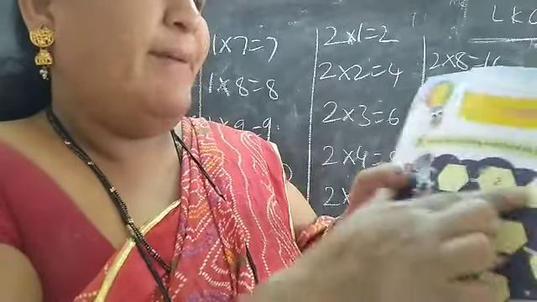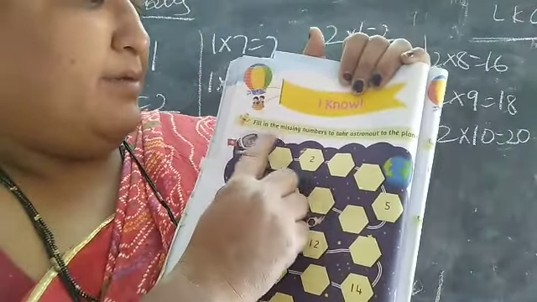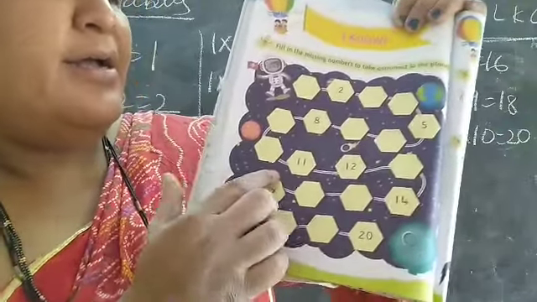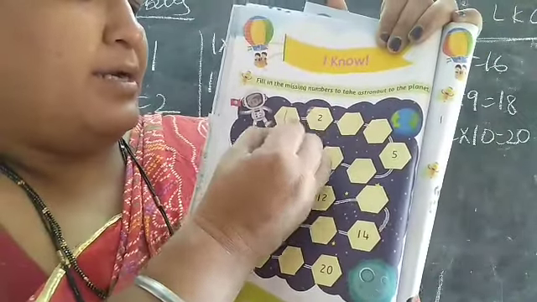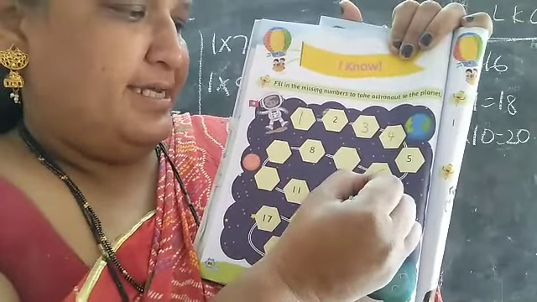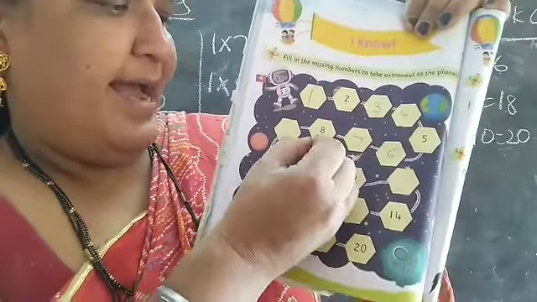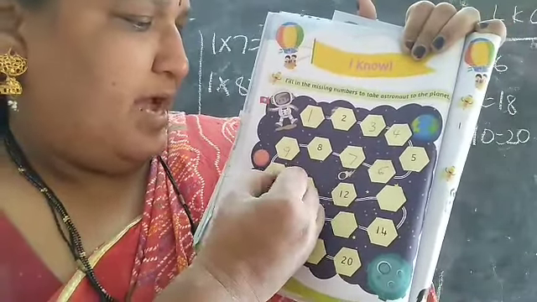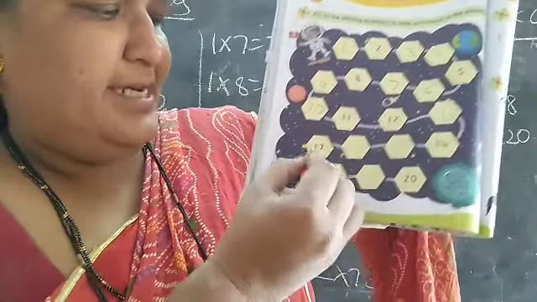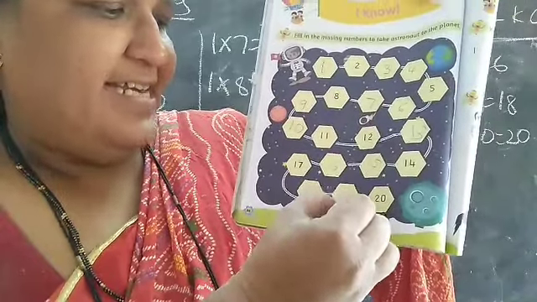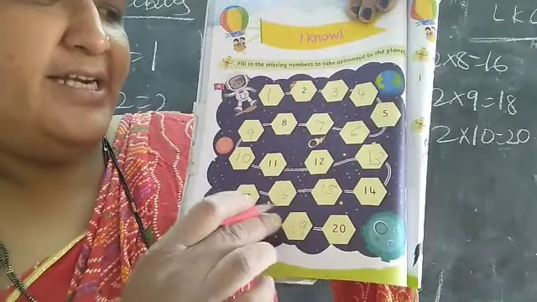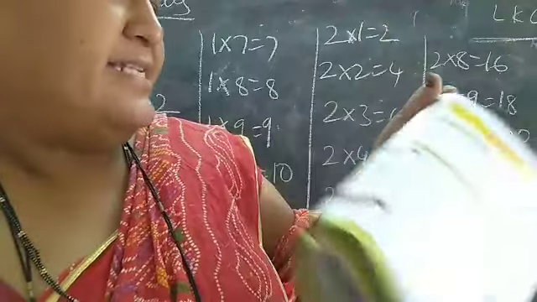And turn the page, children. Fill the missing numbers to take the astronaut to the planet. So here, missing numbers, children. So 1, 2 already here, 3, 4, 5, 6, 7, 8, 9, 10, 11, 12, 13, 14, 15, 16, 17, 18, 19, 20. So missing numbers you will write here, children. So finish. So next, turn the page.